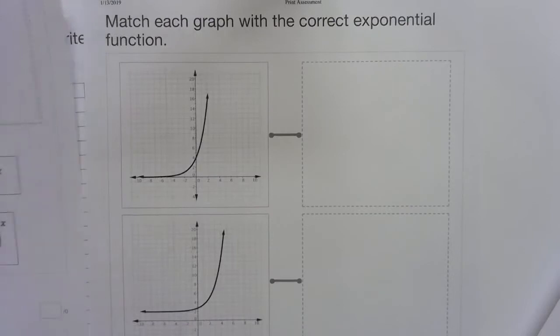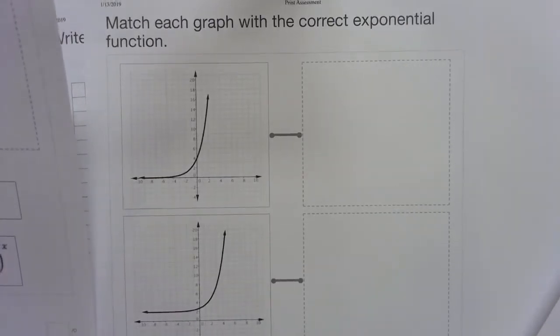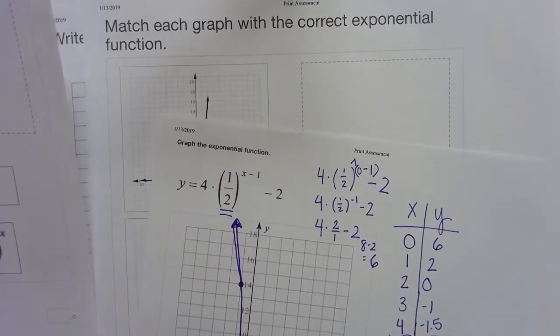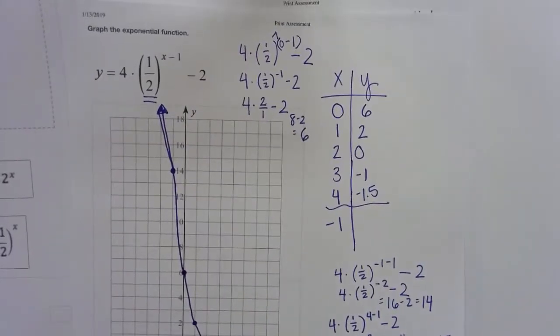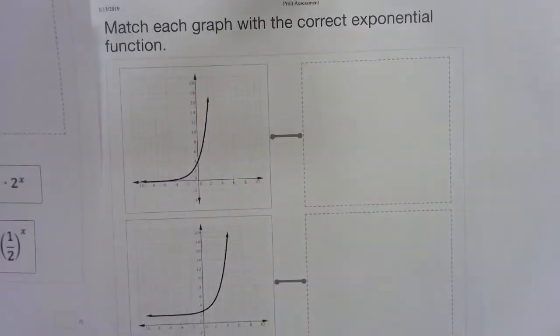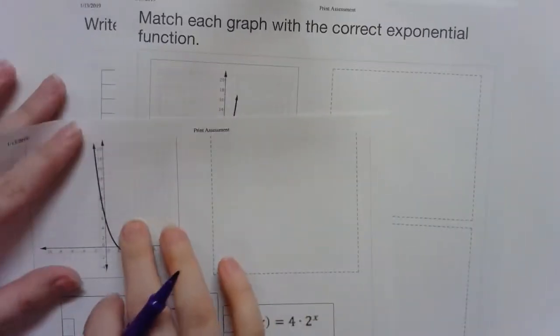You could type these in your little yellow calculator to help you find it that way, or you can just kind of go with each one. Now, be careful, one of these we just graphed, so that might have thrown you off a little bit. We just graphed 4 times 1/2 to the x minus 1 minus 2, because it went through at 6, so that would be this one right here.